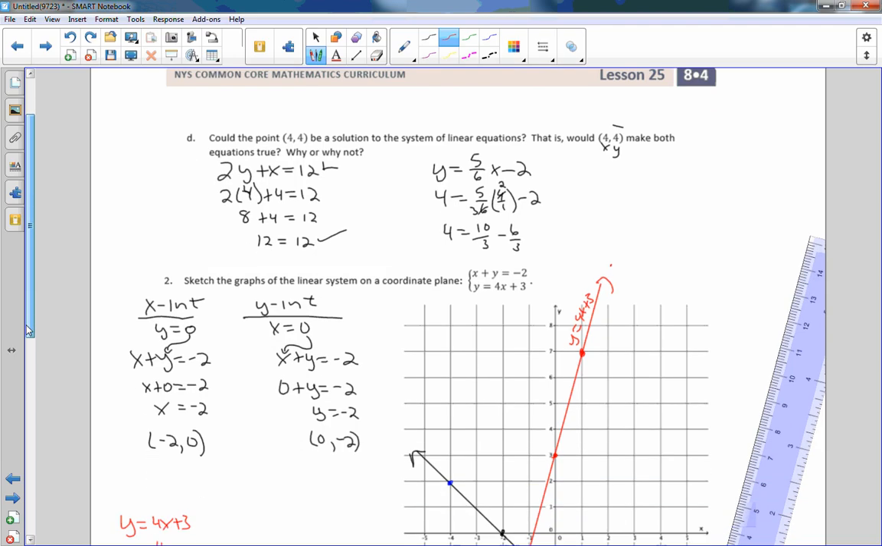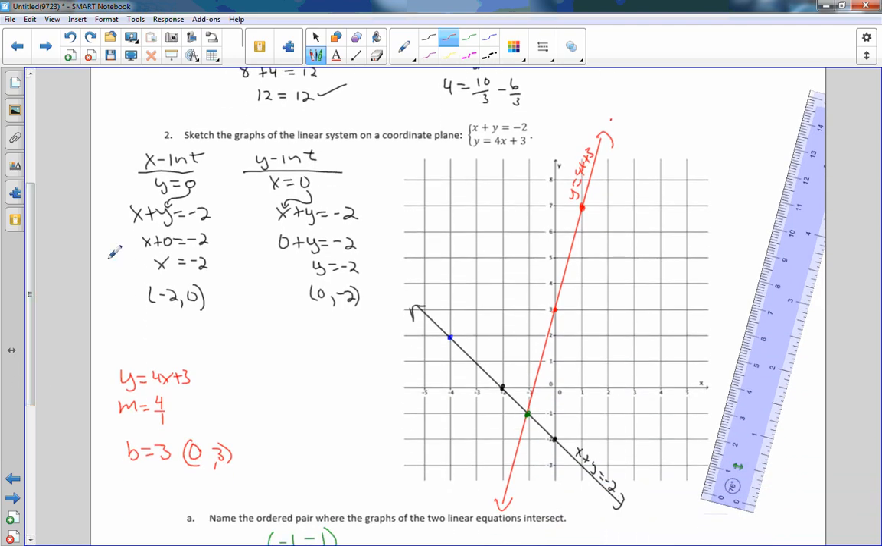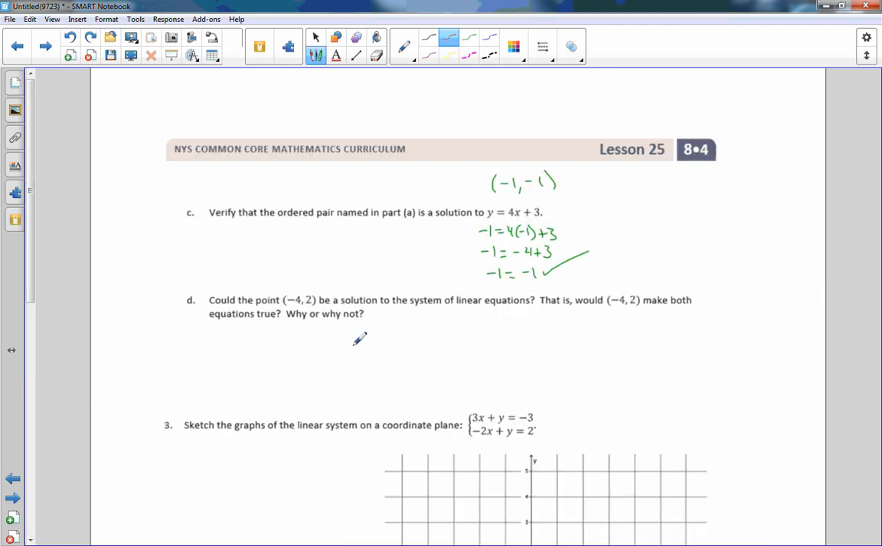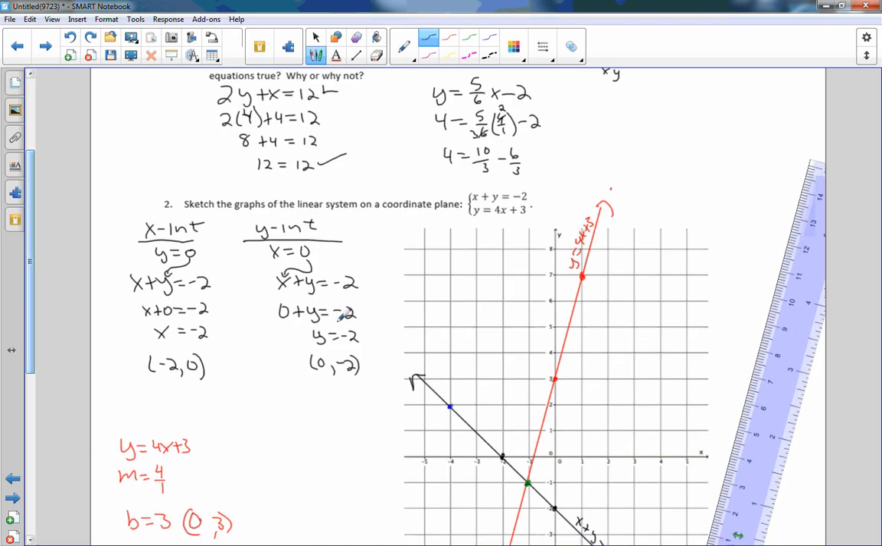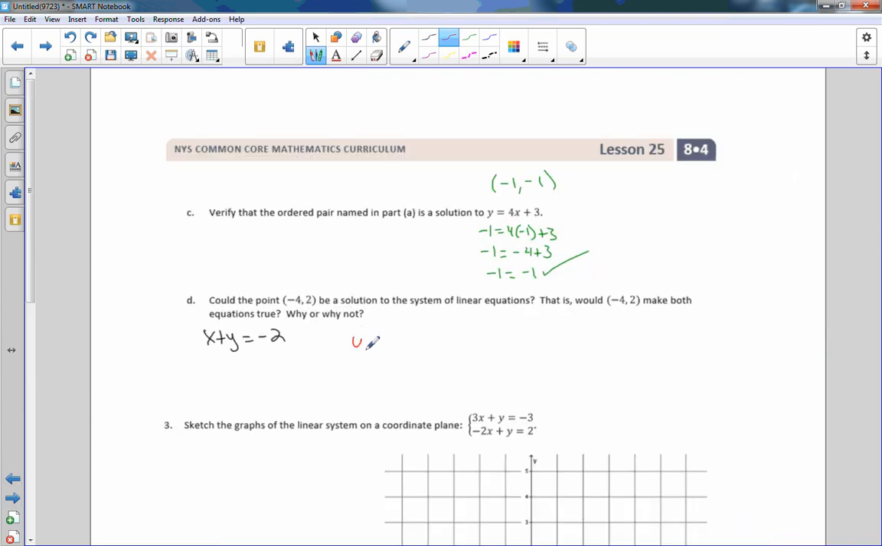So I need to write those two equations again. So that is x plus y equals -2. Let me keep the same colors. So I did that line in black before. x plus y equals -2. And the other line is y equals 4x plus 3. And I did that in red. y equals 4x plus 3.